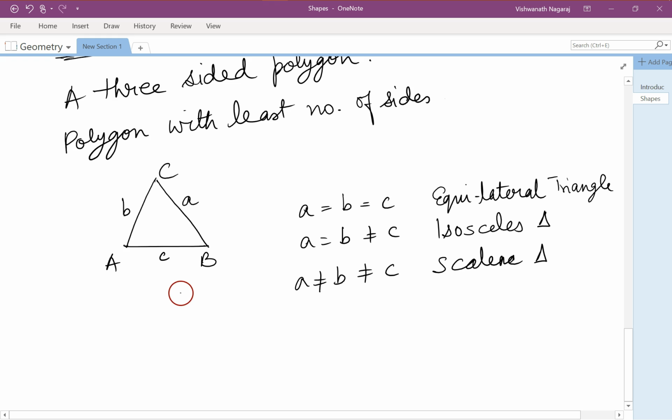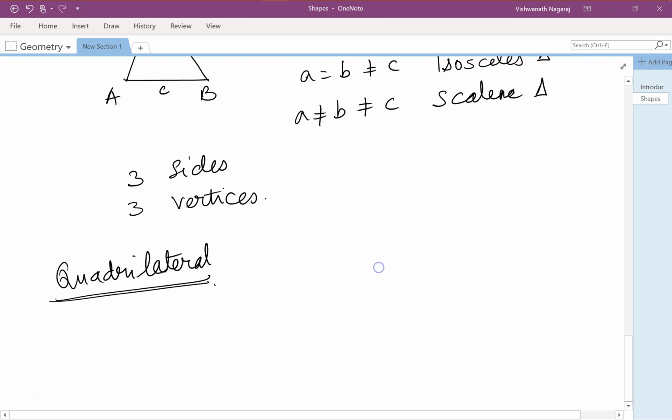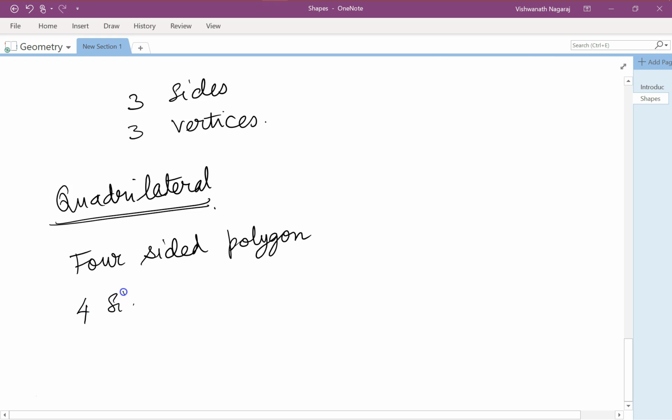If you look at this triangle, you can immediately see that this has three sides and three vertices. Okay, let's look at the next type of polygon, that is the quadrilateral. Quad means four, so it is a four-sided polygon. So it has four sides. Let me draw that. A, B, C, D. So four sides, four vertices.